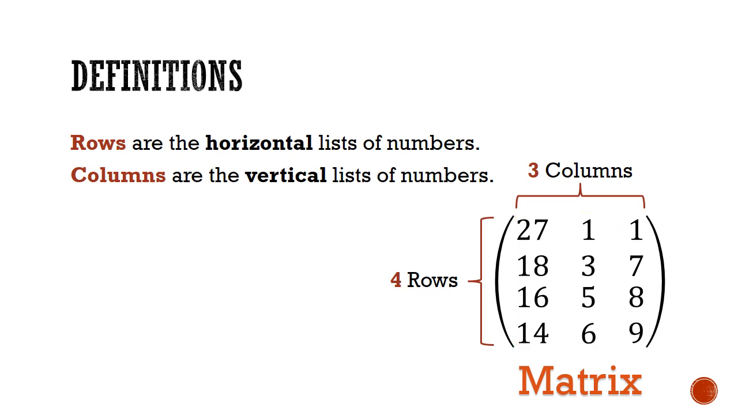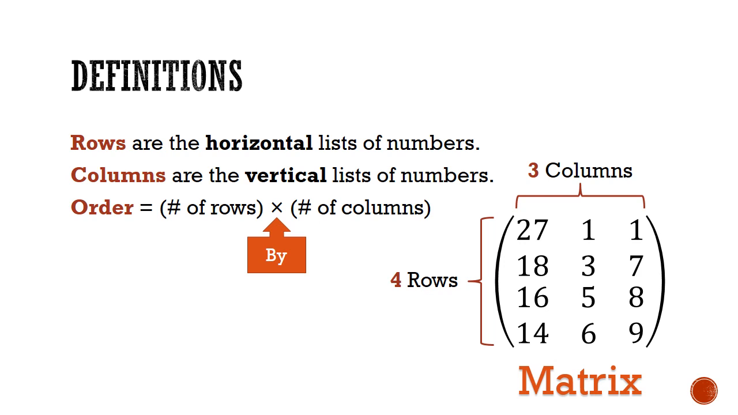Every matrix has an order. The order is defined by the number of rows by the number of columns. This cross-like symbol here does not mean multiply. We read it as by. Just like when you say the dimensions of a room is 4 meters by 5 meters. We don't multiply those two numbers together. In this given example, the order of the matrix is 4 by 3.